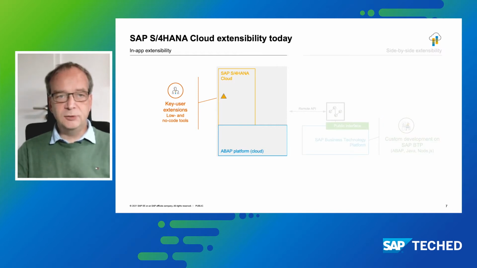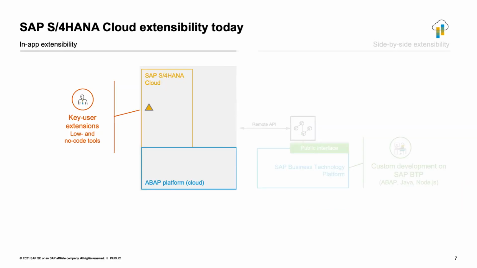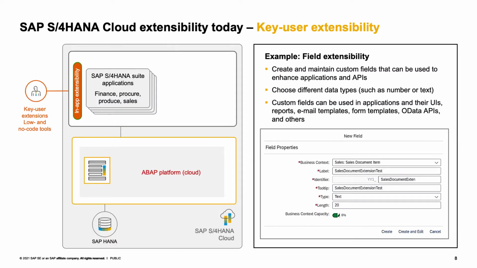We have in-app key user extensibility, which is a tool for key users, who are non-technical experts but business experts, and they know the needs of their business, and they should be enabled to adapt the software. So you could also call it low-code, no-code tools, or citizen developer. There are different terms for these kinds of tools. And basically, we do have some of them. First, I would like to start with the key user extensibility for custom fields.